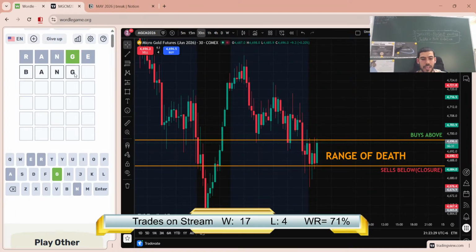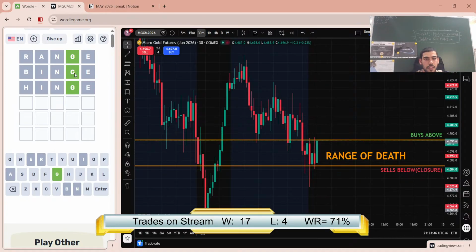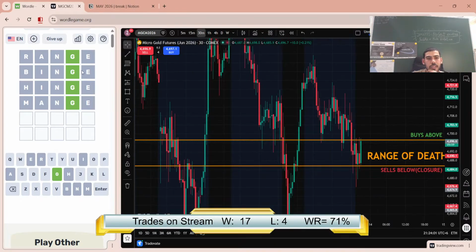Banger. Bench. What the fuck? This is not correct. This is not the right word, guys. It's not bench. Hinge. What? This is also not correct. Manage. What? What's that? I am confused right now. I cannot get a letter right.